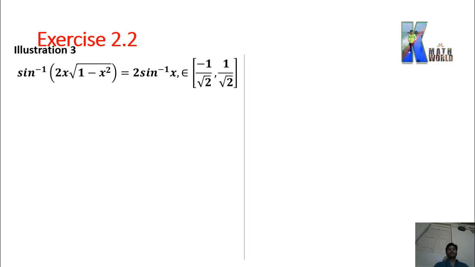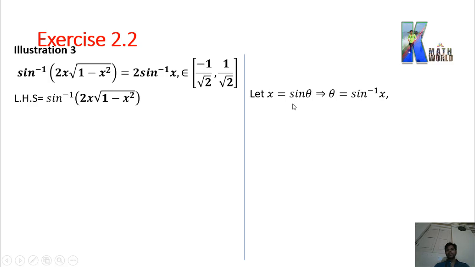Okay, now next question. Clearly, if you see the left hand side, you can either replace x with sine or cos, then you get a formula. So you can assume either sine theta or cos theta. Okay, this is your illustration. This is the left hand side.